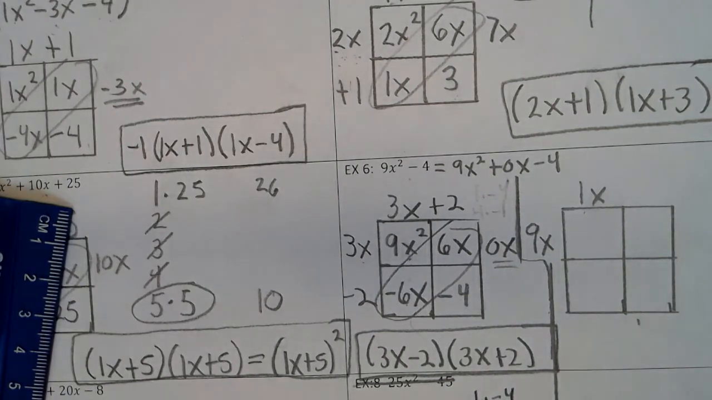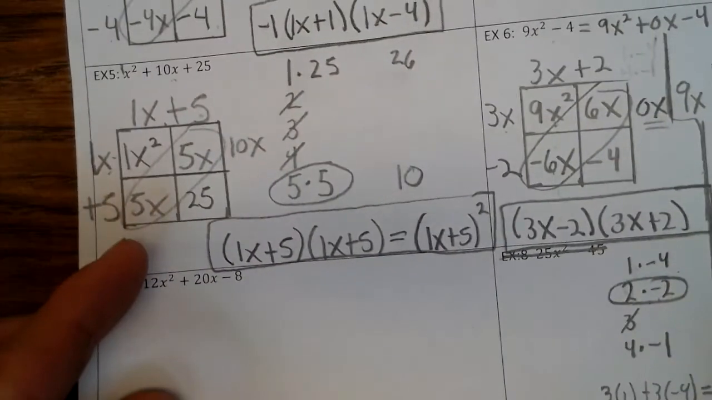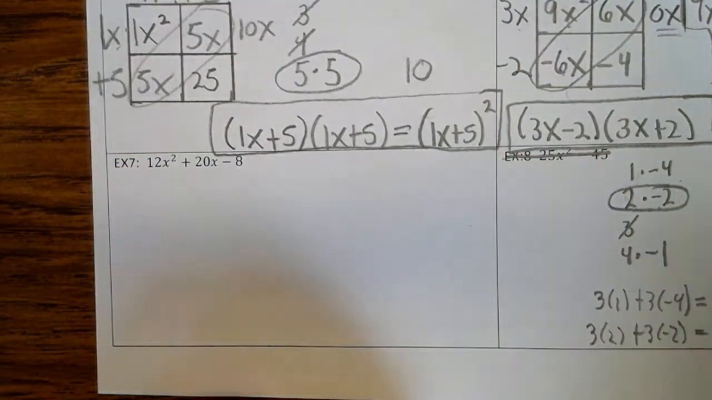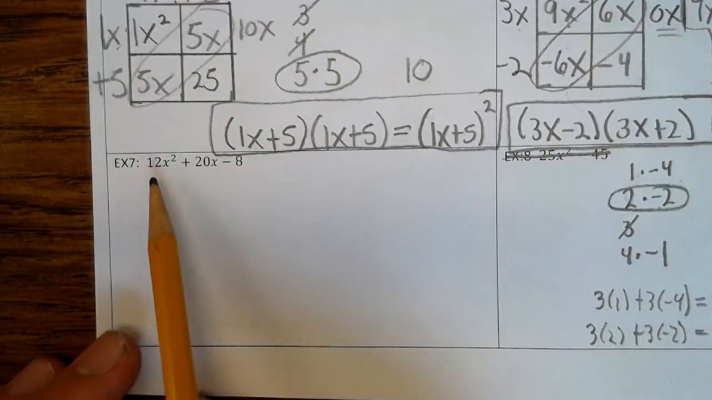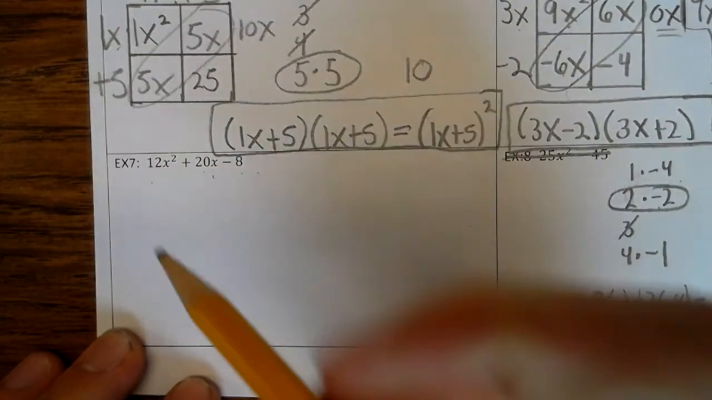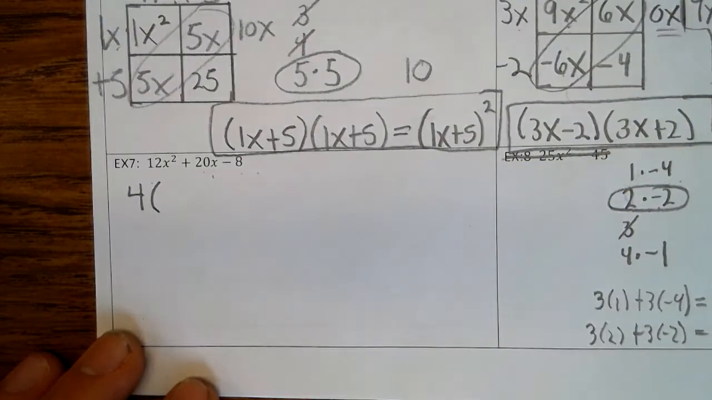All right, so we'll go ahead and finish up example 6. All right, and then let's look at example 7, last example. All right, so you look for a greatest common factor. Well, in this case, 4 is the largest number that can be divided by all 3 terms. So we factor out a greatest common factor of 4.